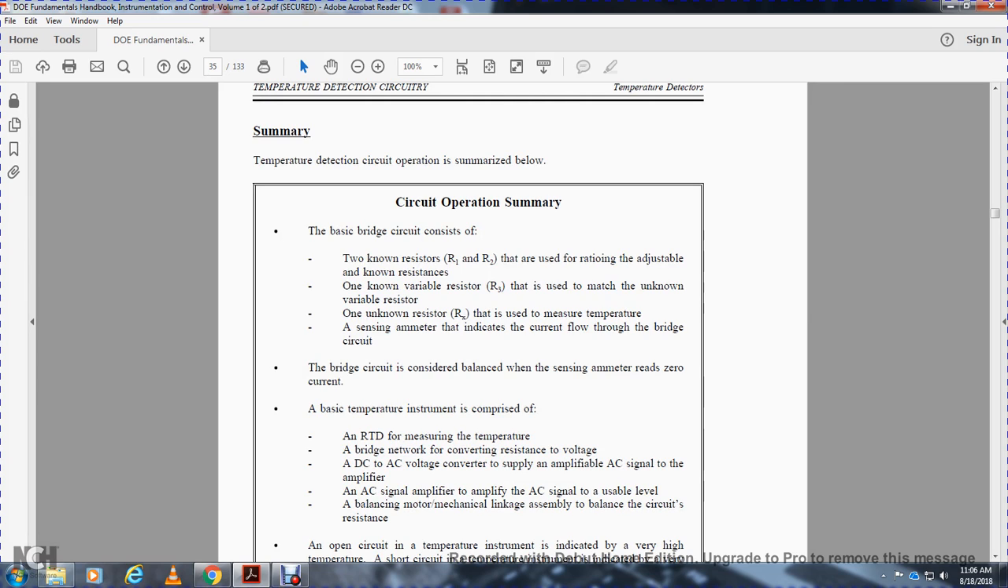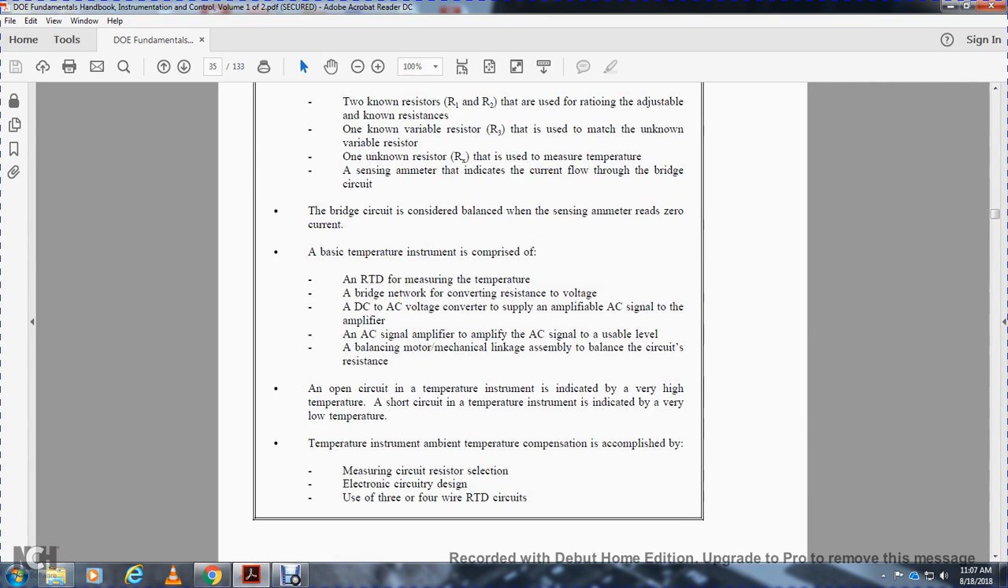The circuit of the basic temperature instrument combines the resistance temperature detector measuring circuit with the bridge network, which converts resistance to a DC voltage. The DC to AC voltage converter supplies the amplifier with an AC signal, and the amplifier raises the AC signal to a usable level to drive the balance motor and mechanical linkage, which balances the circuit resistance. An open circuit is indicated by a very high temperature, and a shorted circuit by a very low temperature.